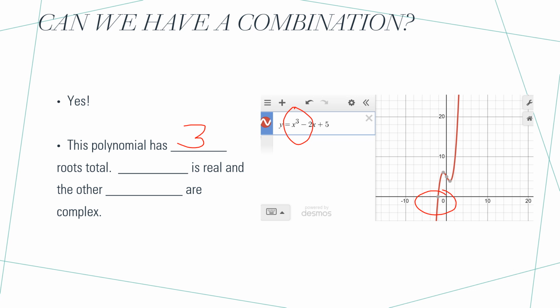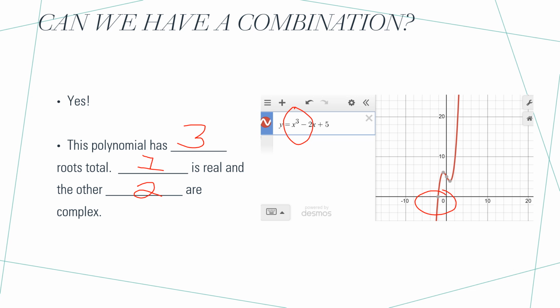One of them I can see. So one of those roots is real, which means that the other two roots must be complex because they have to add up to 3. So you have the total number, which is 3, and then you have however many you can see, which could be 1, 2, 3, 4, 5, whatever. And then however many are left over are the ones that are complex.